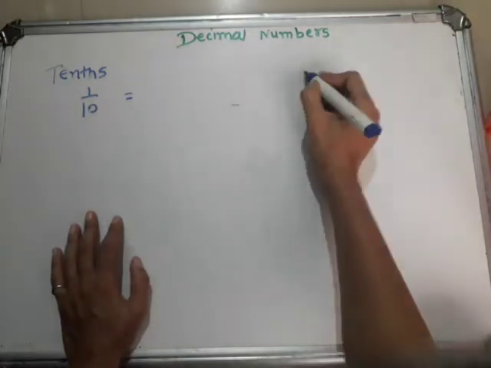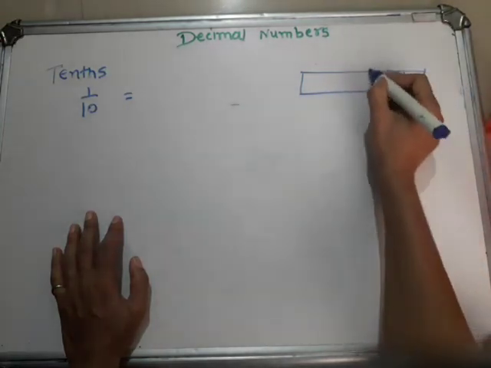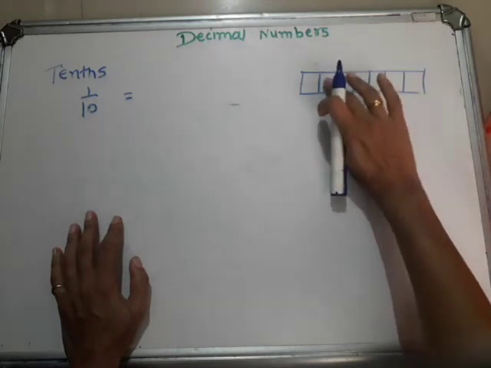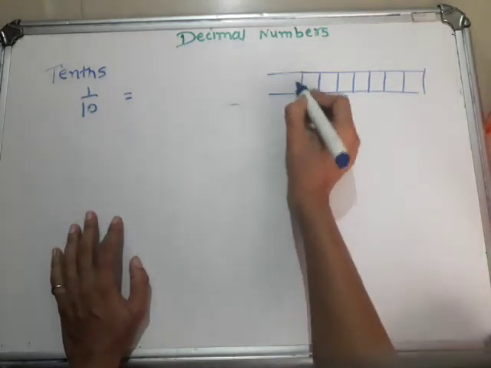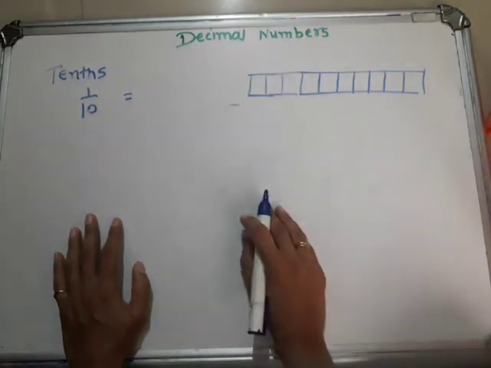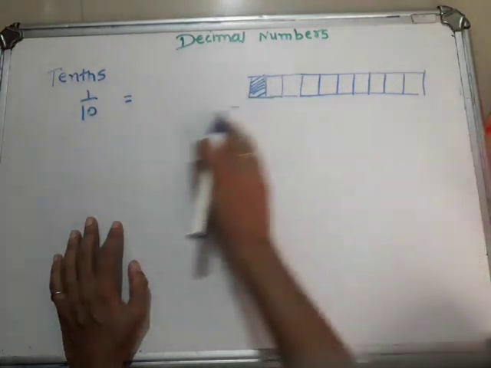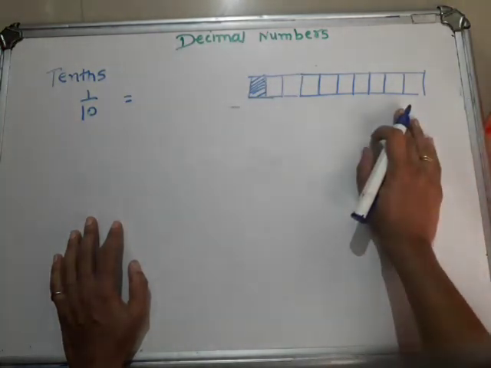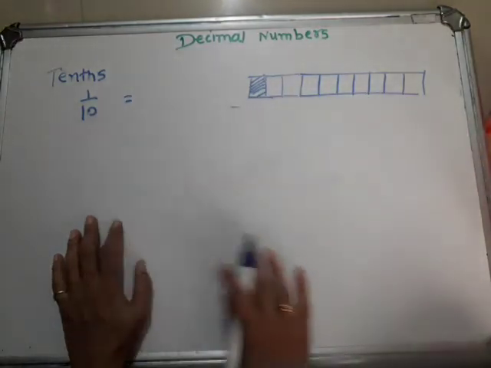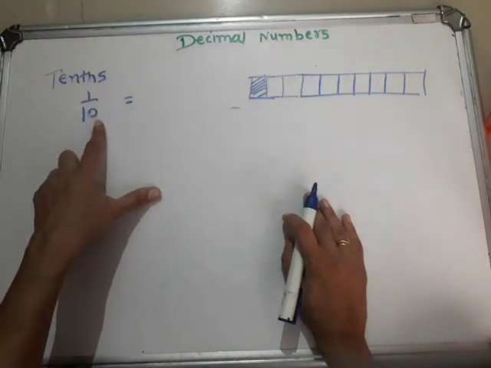Suppose these are 10 boxes: 1 2 3 4 5 6 7 8 9, and this is 10 equal parts. So one part is colored, and this whole is divided into 10 equal parts, and each one part is called 1/10. And in decimal, how to write here? How many zeros are here? Only one 0.